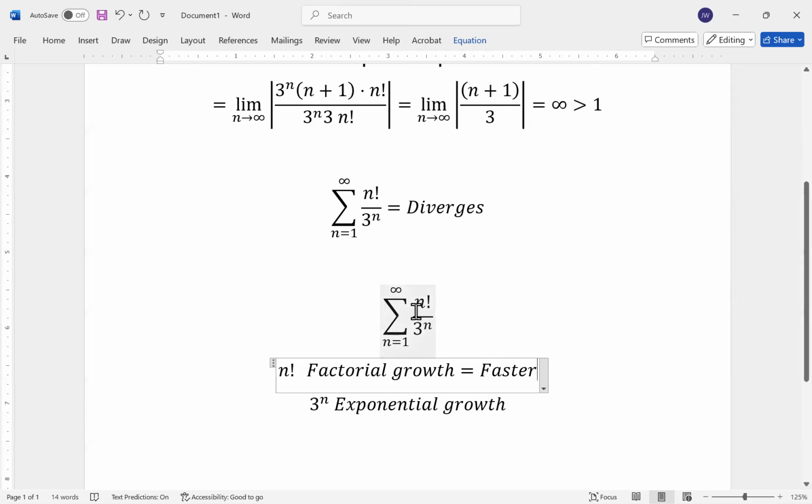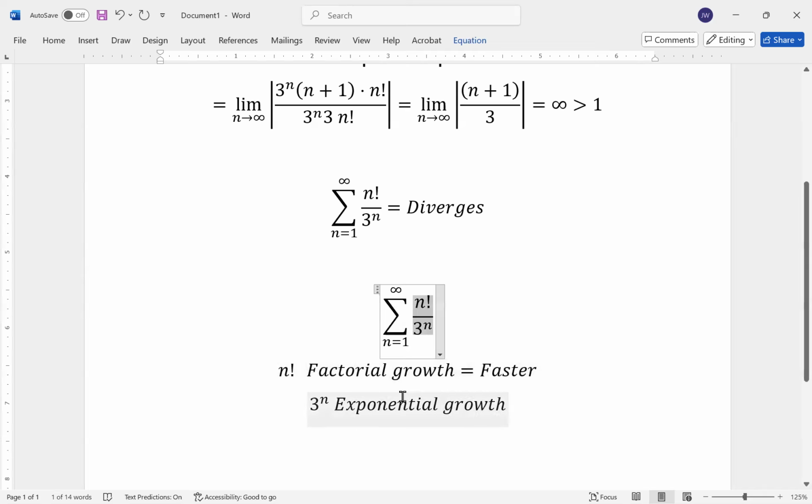Since the faster growth, the faster order of growth, is on top, that means my terms are going to grow out to infinity with high values of n.